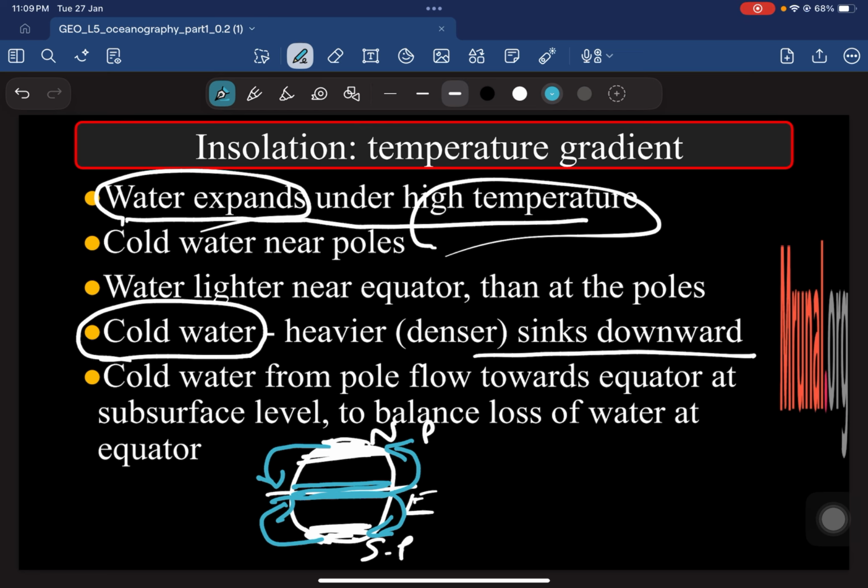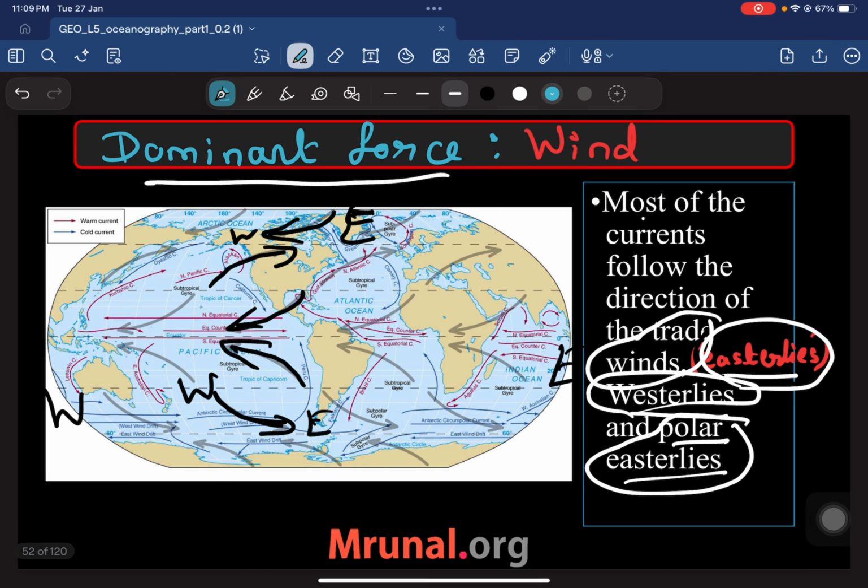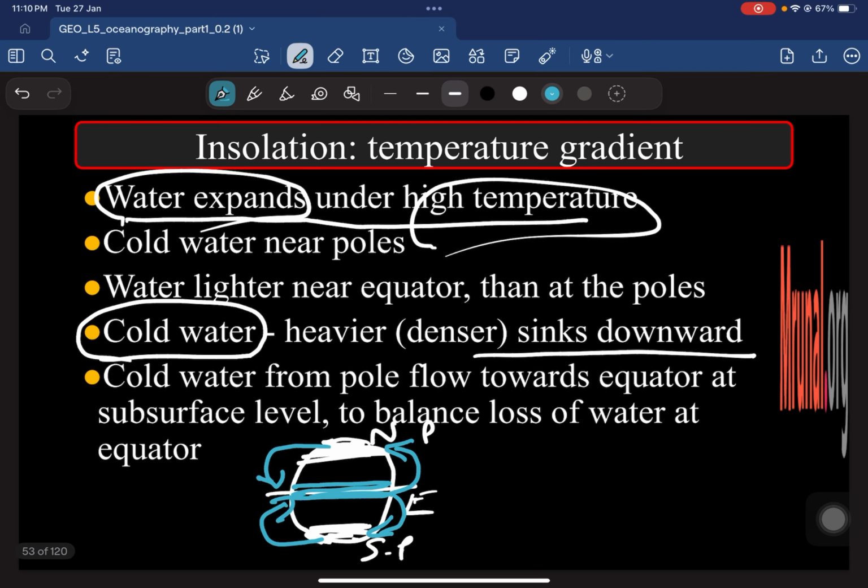One by one I discussed. First one is wind. How wind is going to affect. How these easterlies and westerlies are created, I will discuss in a different video. As of now, just have a brief note about wind. These winds will affect ocean currents through easterlies and westerlies. And next, insolation: because of water expansion and because of cold water sinking.